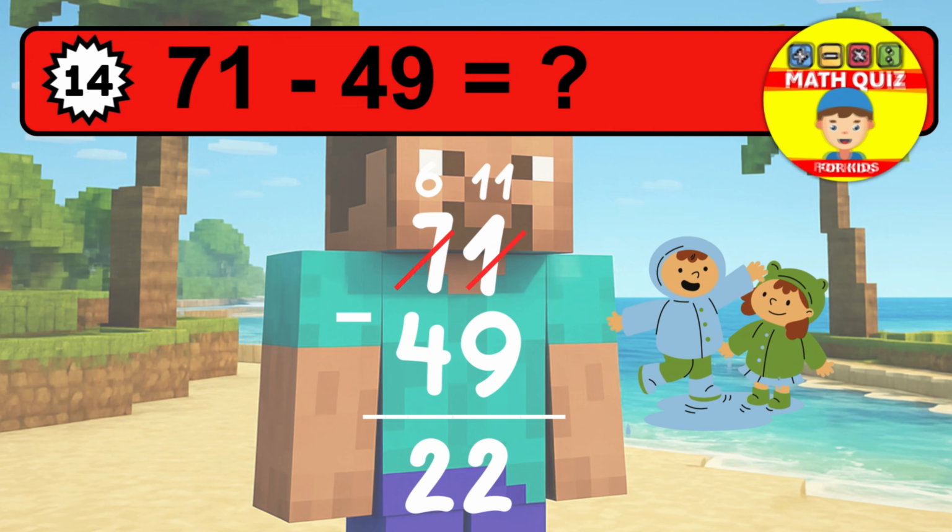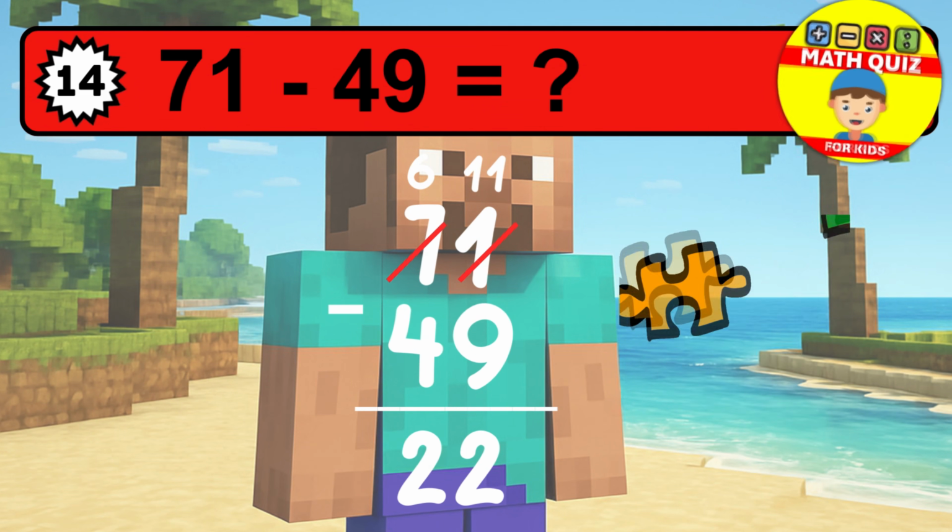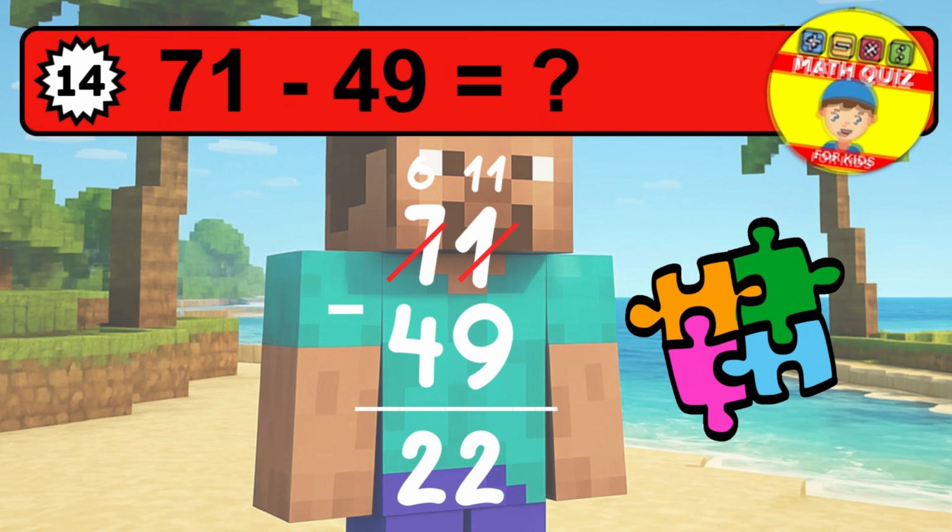Now we subtract. 11 minus 9 is 2. Then we go to the tens. 6 minus 4 is 2. The final answer is 22.